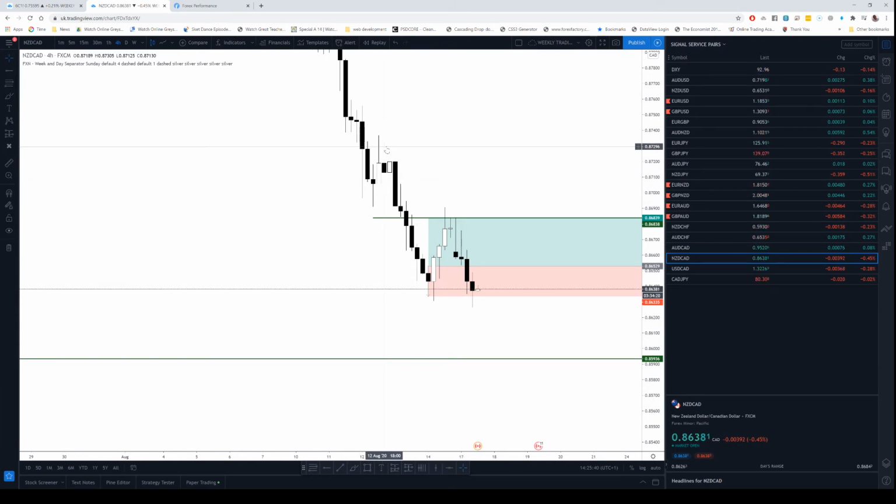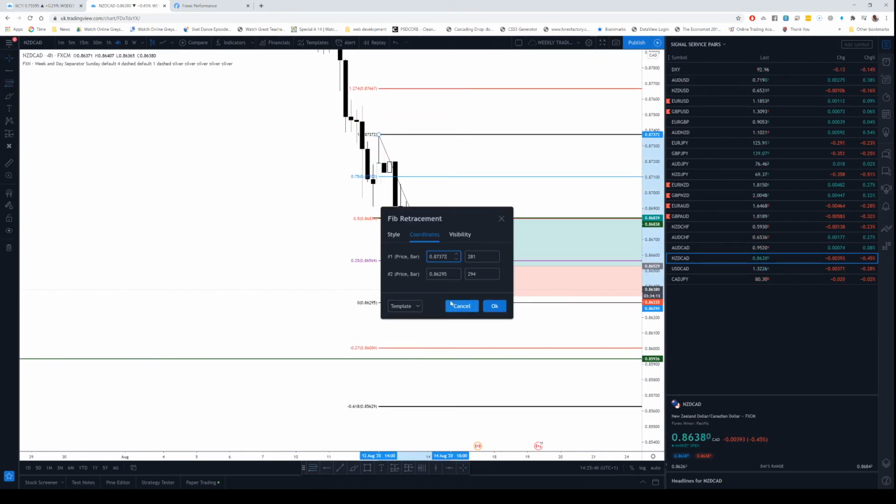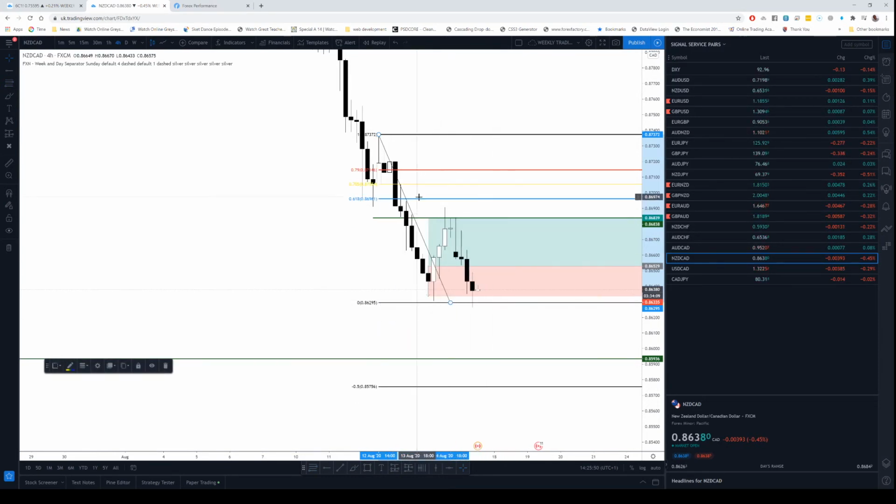I was looking for price to go further, at least if I just change this to T. I was looking for it to get to at least the 618 before another leg down, because overall we were bearish.